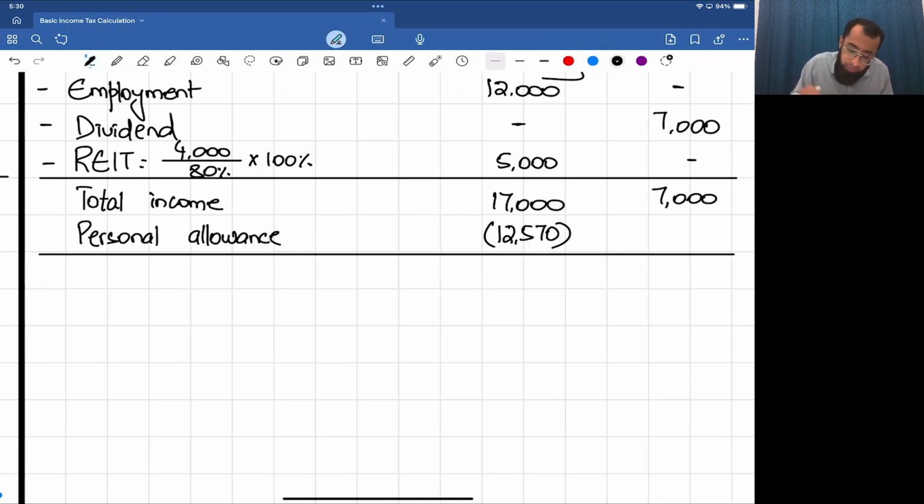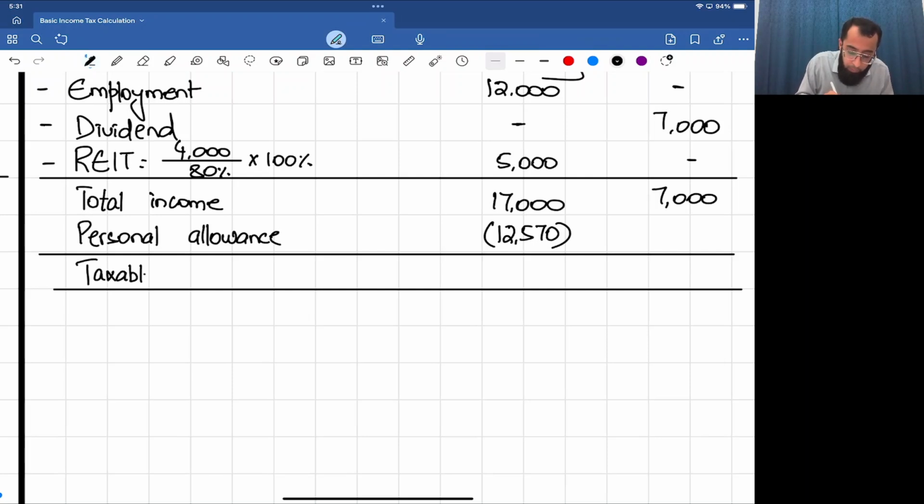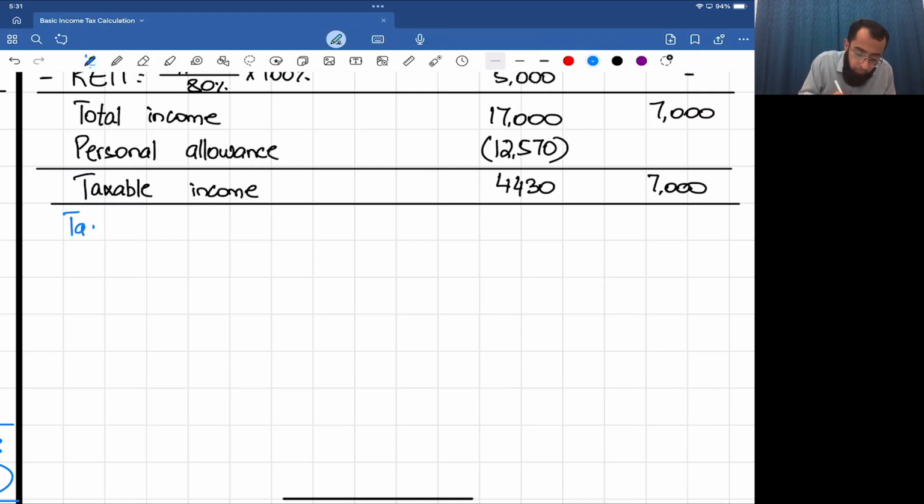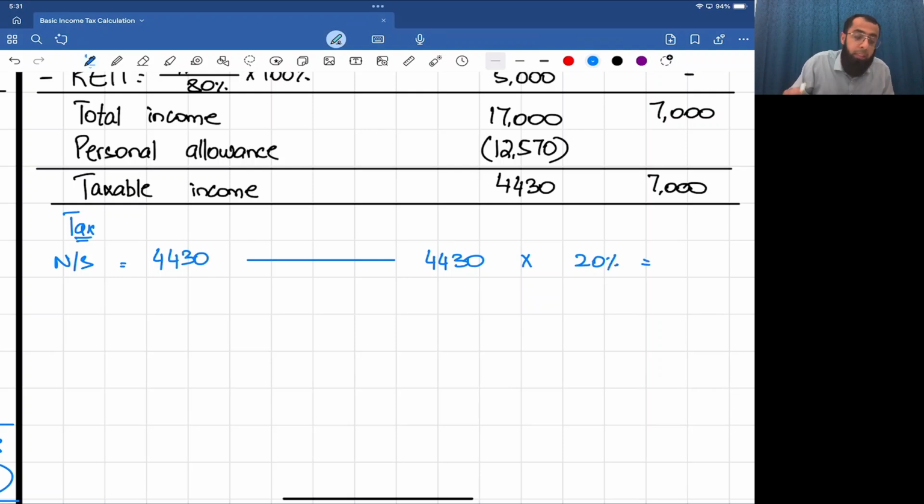You arrive at the value of taxable income. Here you go. Taxable income: 17,000 minus 12,570, so it's 4,430. And here it's 7,000. Then you'll be charging tax on it. Non-saving income 4,430. Obviously, it's within 37,700, the basic rate band, so it applies 20% tax on non-saving: 886.